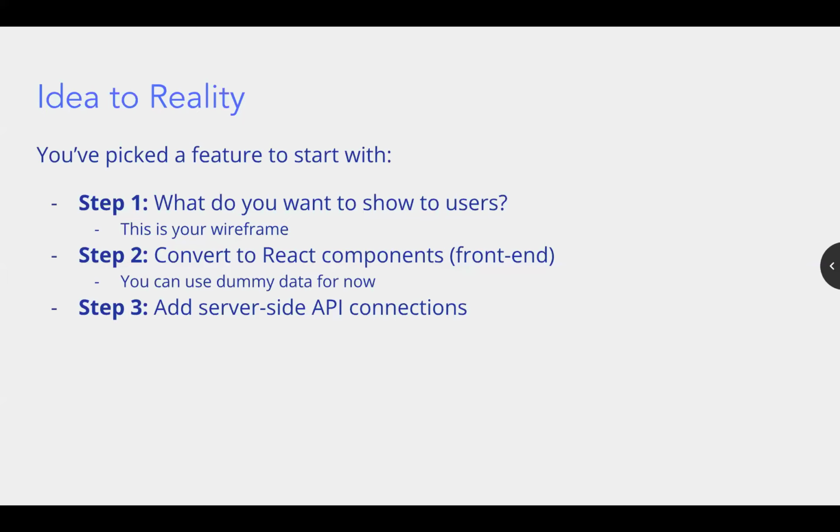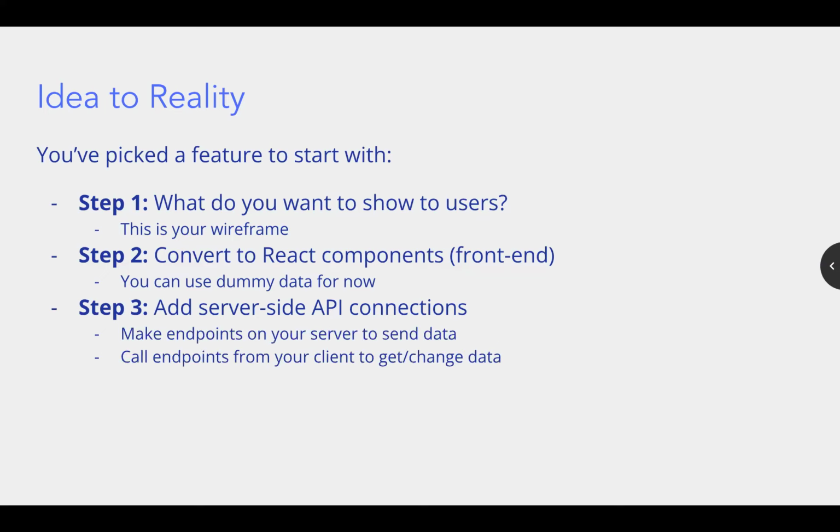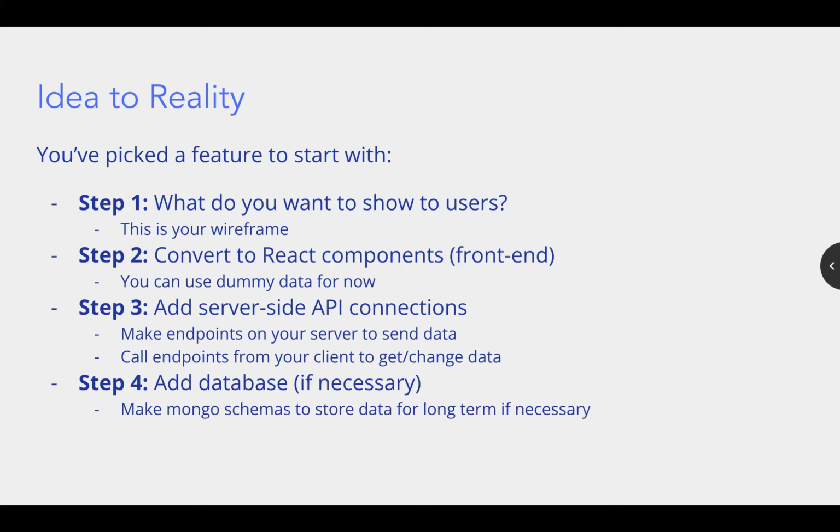Step 3, you add some server-side API connections. So think about, what does your client need to know from the server? So you want to add some endpoints on your server to send data, and then call those endpoints from your client to get or change that data. And then if you need to use the database, you can add that as the last step. Maybe you need to make some Mongo schemas to store data for the long term if necessary. So this is the general outline of how you would develop a feature as you're building your web apps.